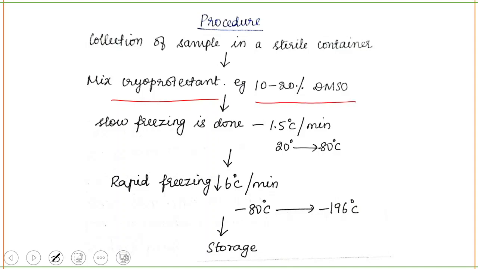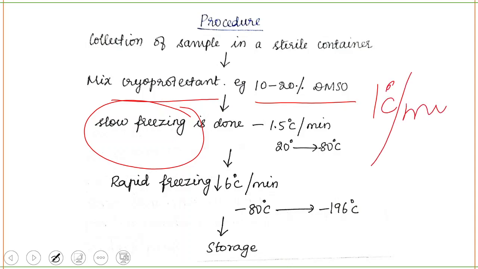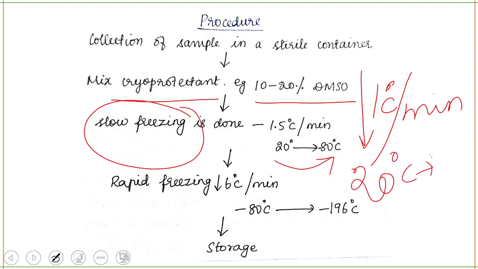After mixing the sample with the cryoprotectants, you're going to do slow freezing. The most important concept of cryopreservation is slow freezing. You're going to freeze the cells at 1 to 1.5 degrees Celsius. Mostly they will do 1 degree Celsius per minute lowering. They are lowering the temperature 1 degree Celsius per minute from 20 degrees to minus 80, from 20 degrees to minus 80.